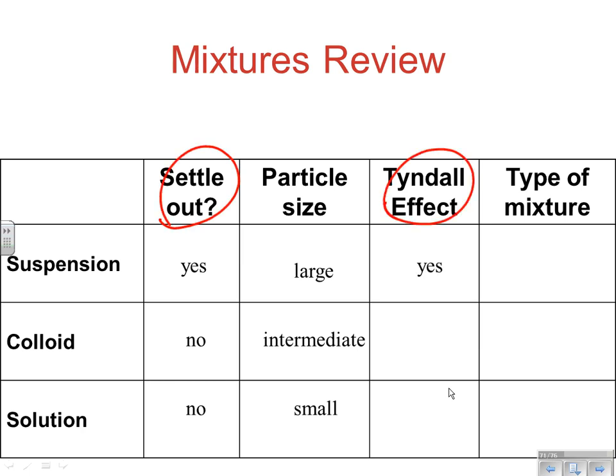Because suspensions and colloids are going to have a positive Tyndall, but solutions won't. So if you know whether it settles out, you can tell the difference between suspensions and colloids. And if it has a positive Tyndall effect, you can tell solutions from the other two. Now, fundamentally, what type of mixtures do these form?